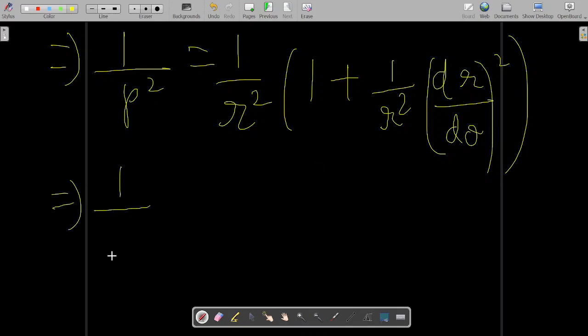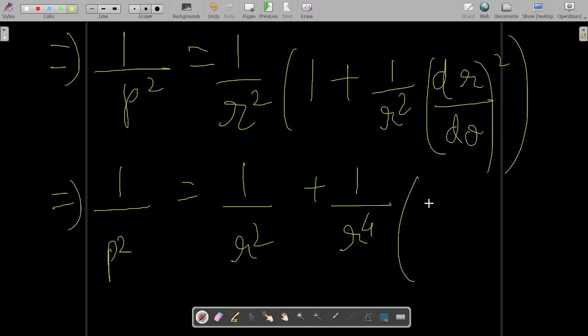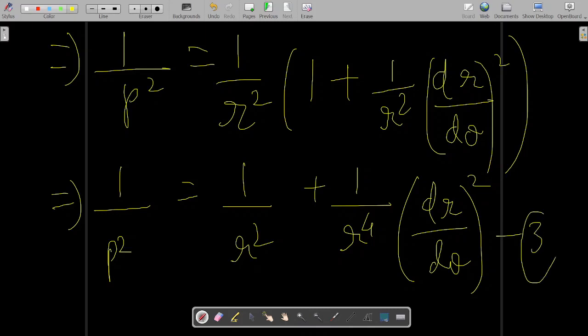Then what do you get? 1 over p square is equal to, just take this inside, open the bracket, 1 over r square plus 1 over r power 4 dr by d theta square. Right? Let us assume this to be your equation number 3. Okay. Now we will convert it in terms of u. Why are we converting it in terms of u?